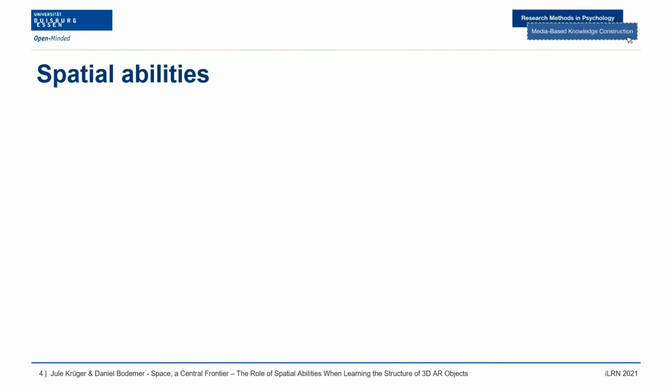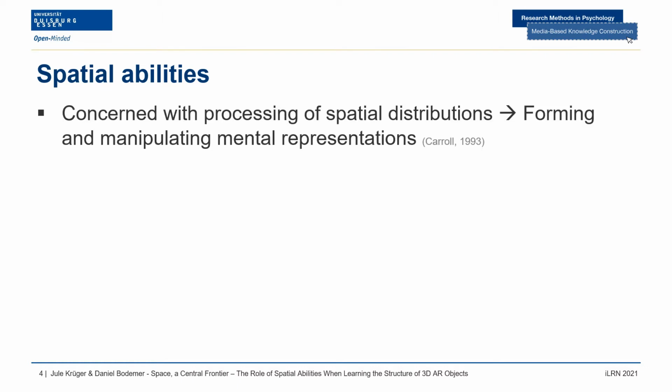While it seems obvious that AR can play an important role for learning about spatial objects, one factor that should be taken into account for 3D AR learning experiences are individual spatial abilities of learners. Spatial abilities in general have to do with the processing of spatial distributions of objects in 2D or 3D space. An important competence here is forming and manipulating mental representations of these objects. Different spatial abilities can play a role for learning about and memorizing the structure of 3D objects.